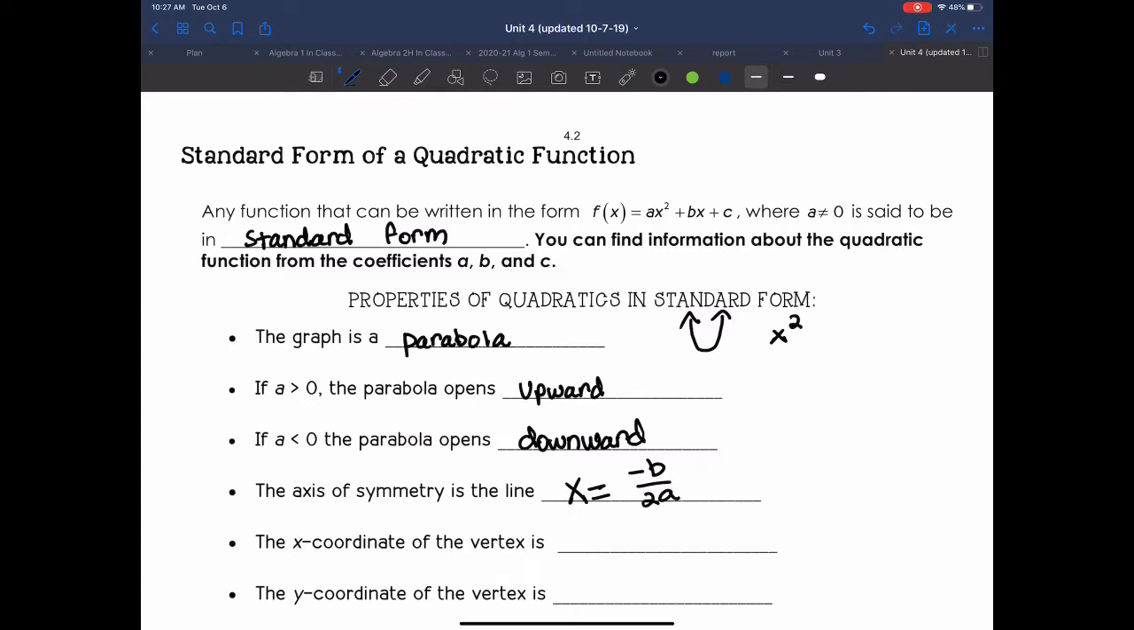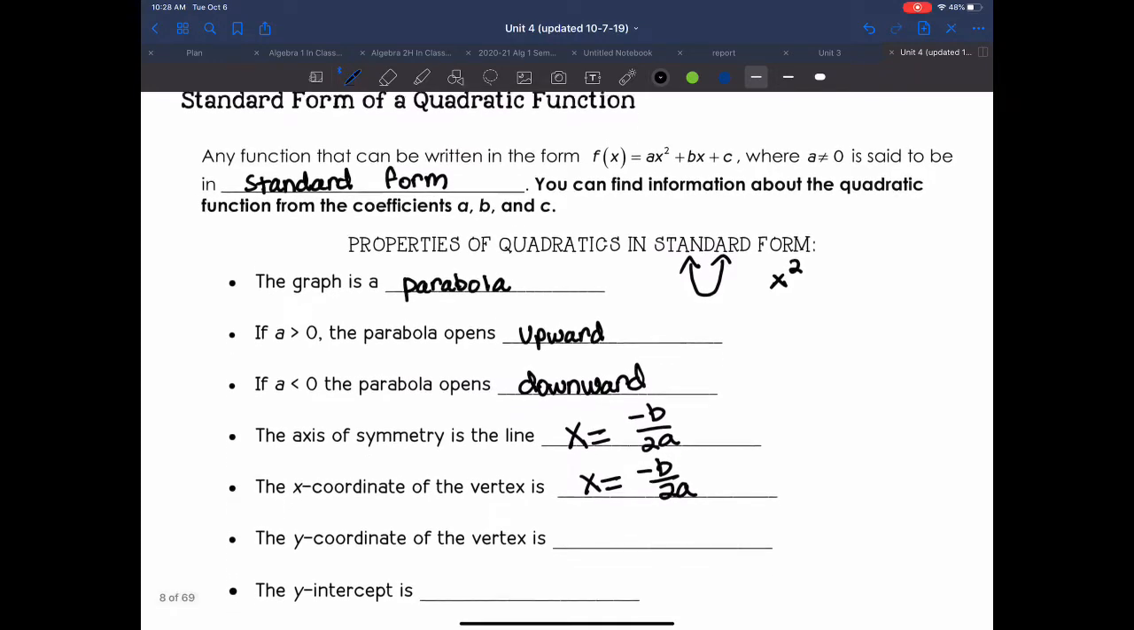Just like I said before, the x-coordinate of the vertex can be found by finding x equals opposite b over 2a. And what this tells you is basically wherever the vertex is, there's a straight line that goes down through the vertex. That is your axis of symmetry. And you can also use that equation to find the x-coordinate of the vertex.